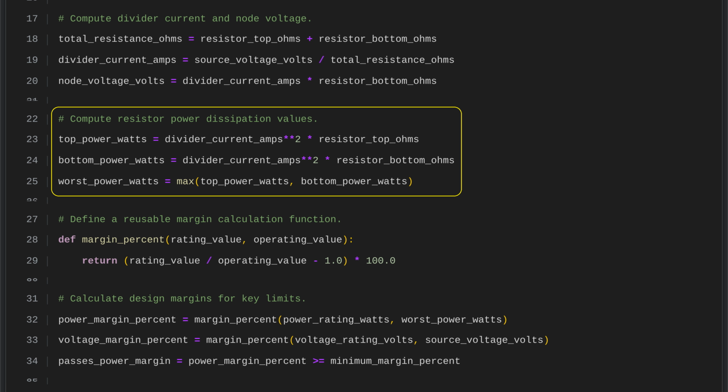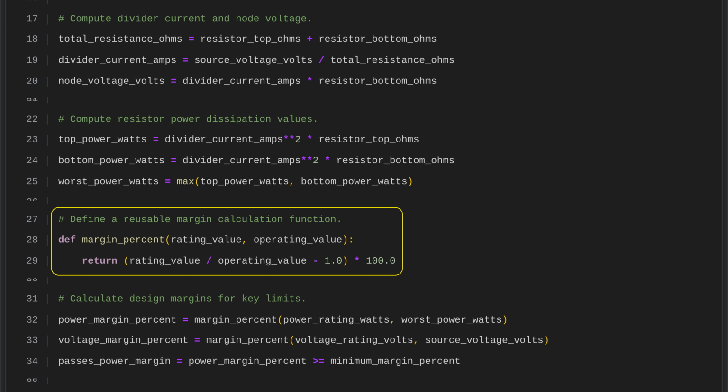Calculate each resistor's power dissipation by multiplying the square of the divider current by that resistor's resistance. Compare the top and bottom resistor power values and use the larger one as the worst-case dissipation. This identifies which resistor has the highest power demand and is under the most stress.